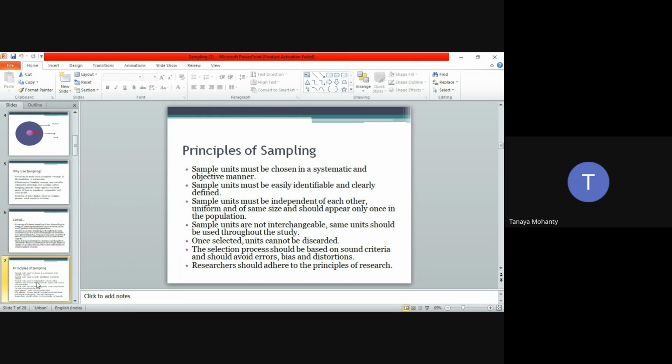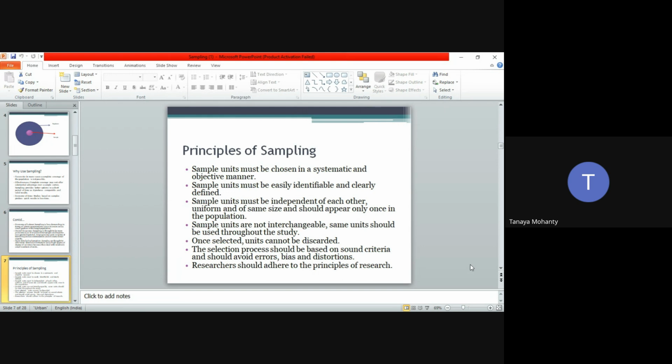Once selected, units cannot be discarded. Once I have selected my sample, I will not say that this person is giving me a hard time, or it is so hot, I cannot cover this many areas. You cannot simply discard it. You have to do it. So that's the reason why it is said that whenever you choose a sample, you do it very reasonably. You try to look for the feasibility of it, and then you go about it. The selection process should be based on sound criteria and should avoid errors, biases, and distortions.